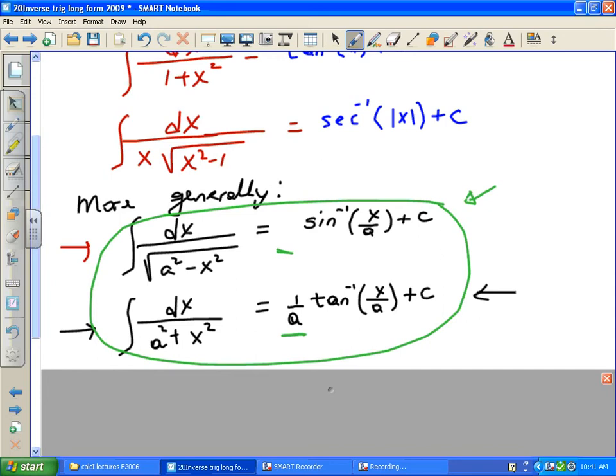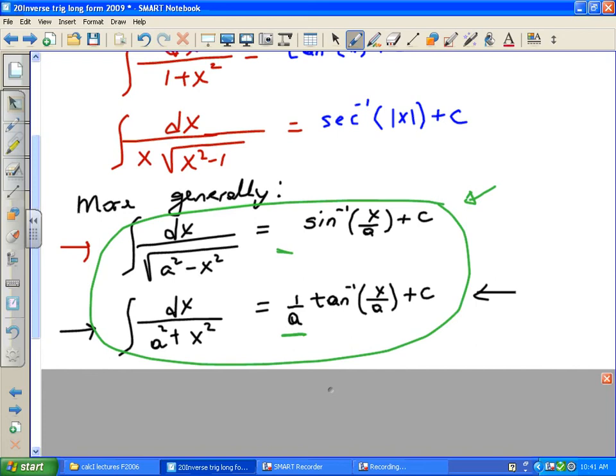Because from here, you can say, okay, if a is 1, what is going to happen? If a is 1, you have the integral of 1 over the square root of 1 minus x squared, right? And on the right-hand side, you would have x over 1, which is sine inverse of x. So this is more general. If you know this one, of course, you know the answer when a is equal to 1, right? And also, if I say, what is the derivative of sine inverse? Well, it will be 1 over the square root of 1 minus x squared. That pattern is also included in this formula. So these two are the most general ones. And if you can remember these, you'll know all the other ones.